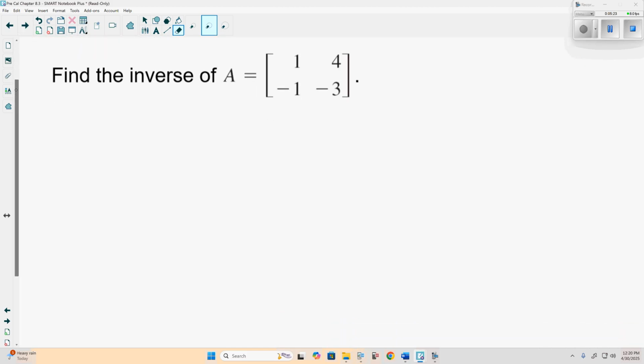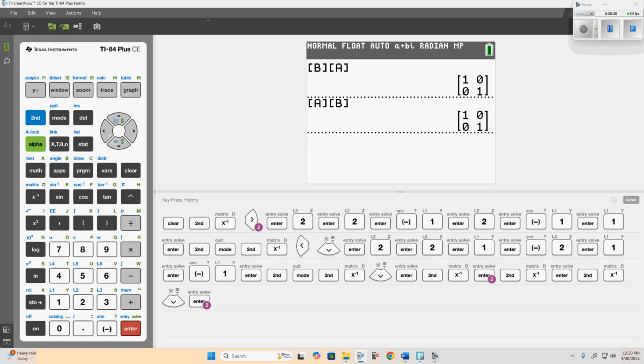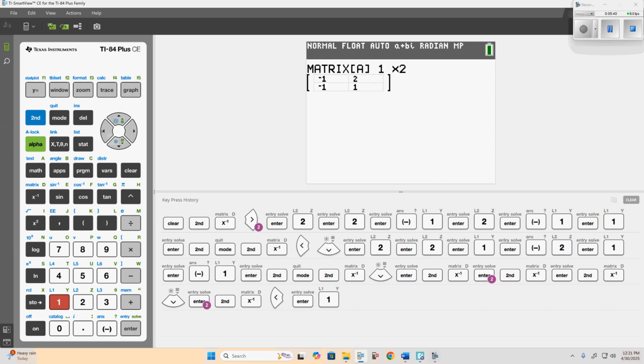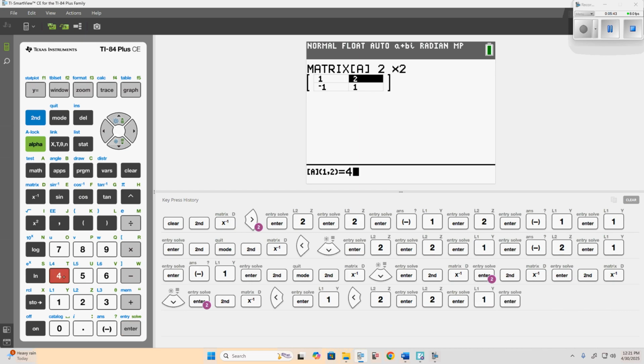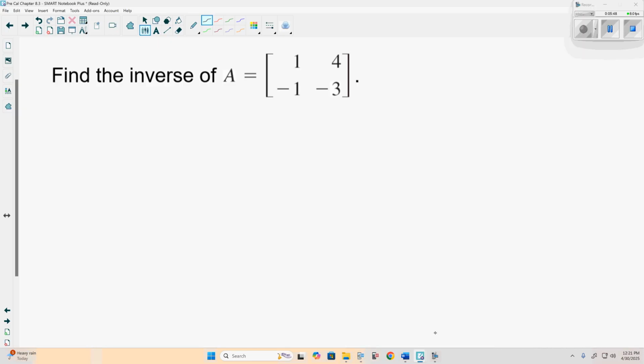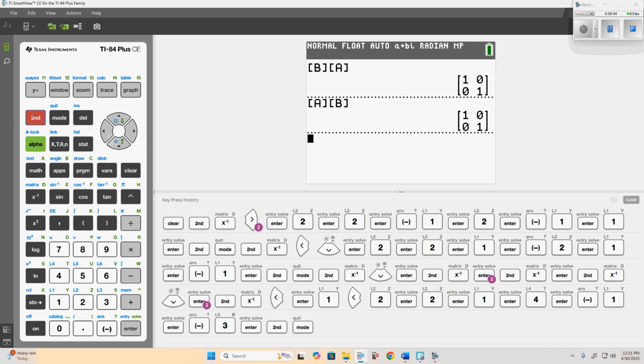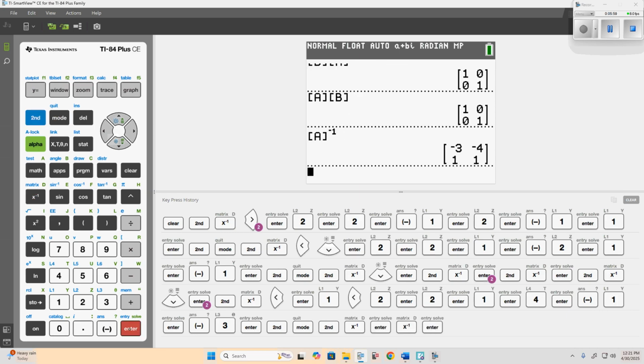There are two different ways, or really three different ways, to find the inverse. The first way is, we take 1, 4, negative 1, negative 3. So your second matrix, 2 by 2, 1, 4, negative 1, negative 3. Second matrix, we can recall matrix A and put it to the negative 1 power, saying A inverse. And we get negative 3, negative 4, 1, 1.